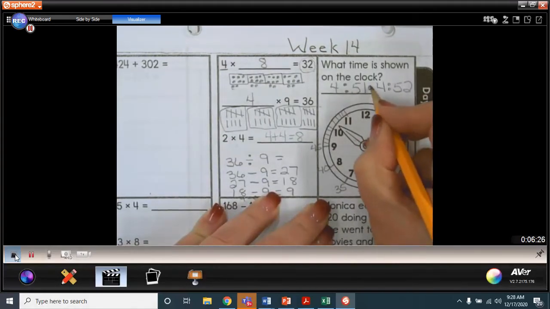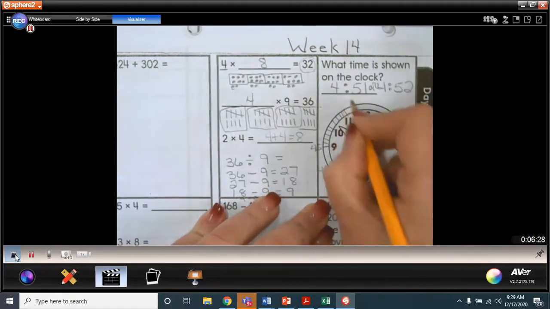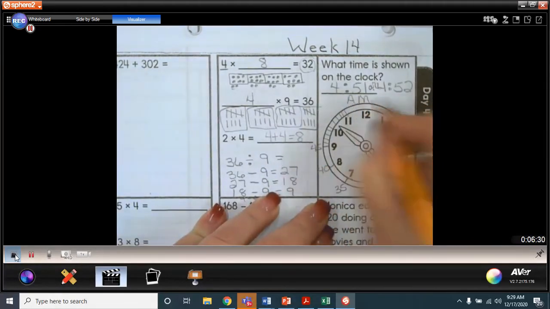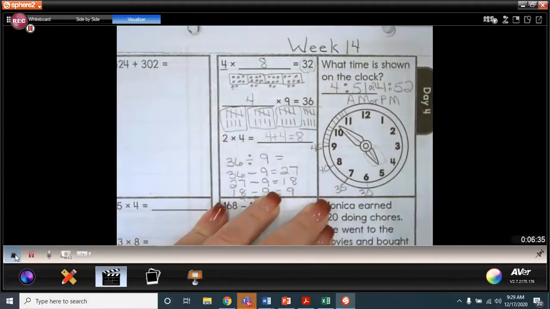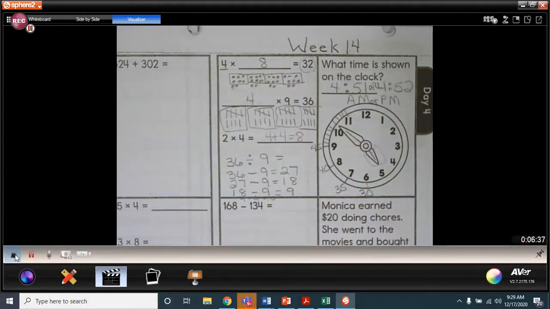Either one. Say or there. We don't know if this is AM or PM. So we could say it's either going to be AM or PM because we don't have an event to tell us if this is AM or PM.